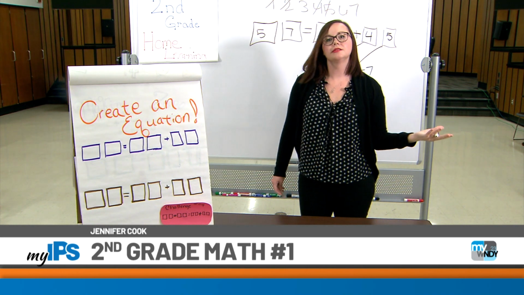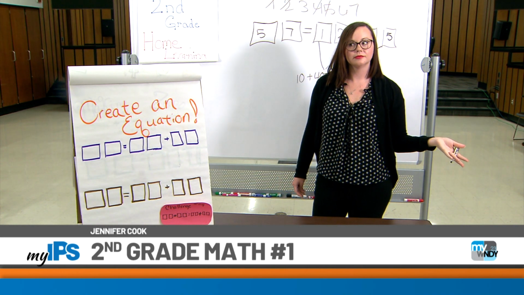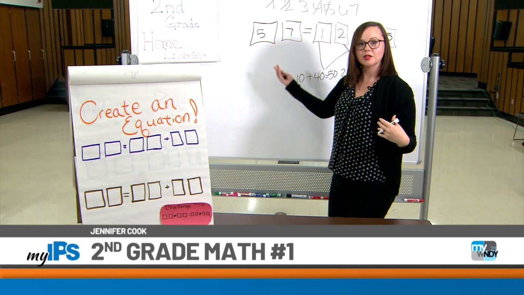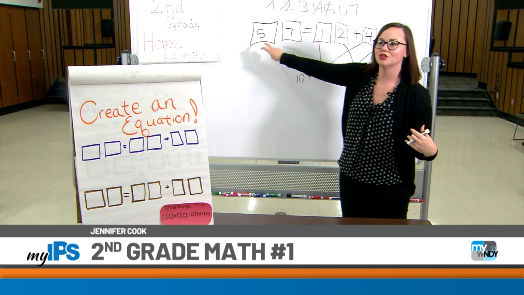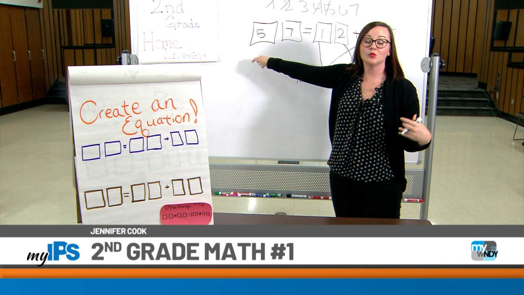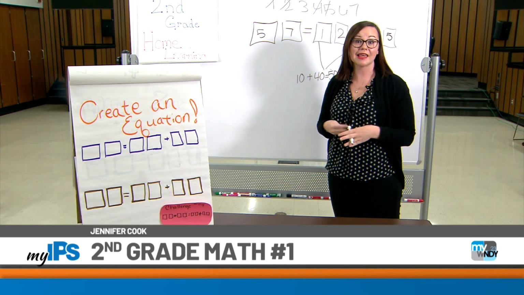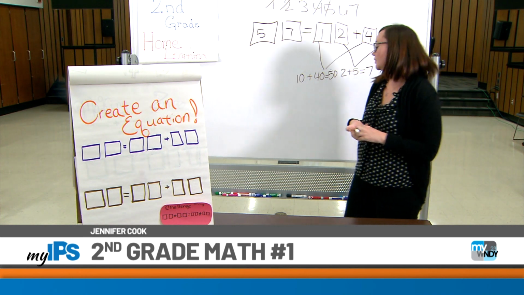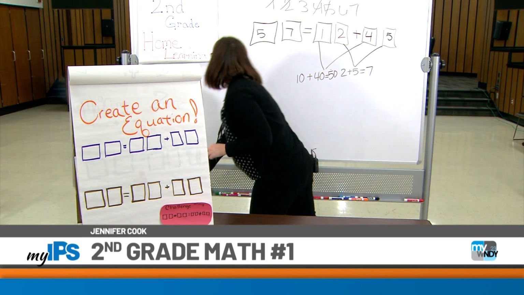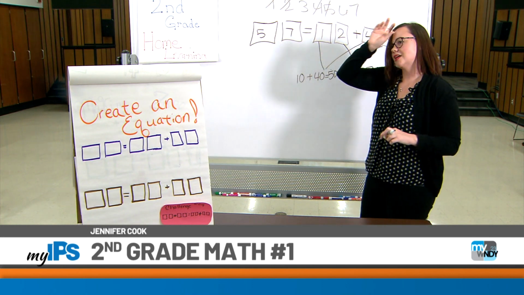But wait a second. I messed up. I made a mistake. Does this equation work for me? It doesn't, because I used 5 twice. So you may get the wrong answer at first, and that's okay. Try again. So let's try a different equation. And I'm going to leave that up because I love to see my mistakes.